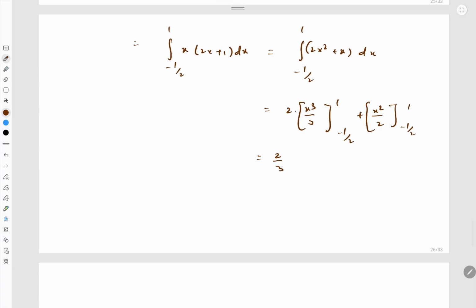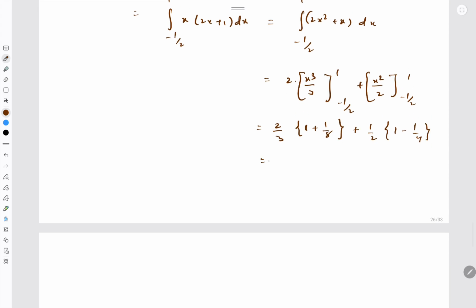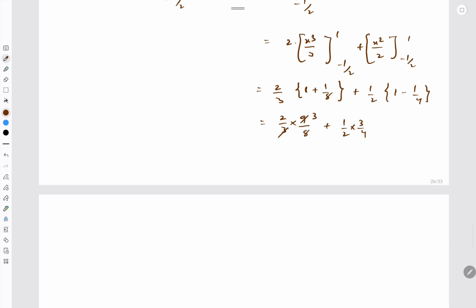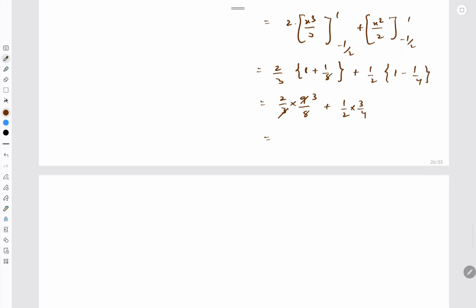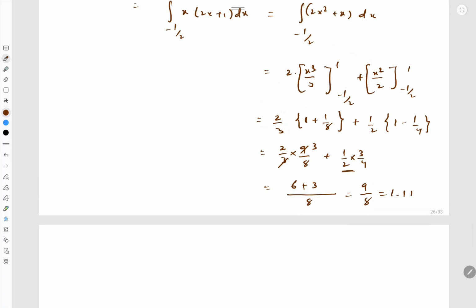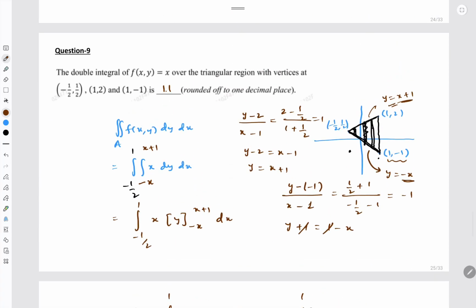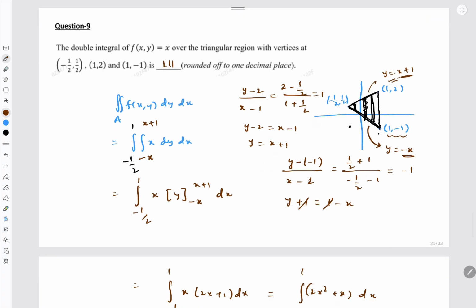So it is nothing but 2 by 3 into (1 cube minus (minus 1 by 2) cube), that is 1 plus 1 by 8, plus 1 by 2 into (1 minus 1 by 4). Now that is 2 by 3 into 9 by 8 plus 1 by 2 into 3 by 4. We will take 8 as a denominator. We will not cancel it because we have to add it with the second term as well. So 6 plus 3 over 8, basically it is 9 by 8. So 9 by 8 is basically 1.11 something. So the answer here will be 1.11 if you round off to 2 decimal places.